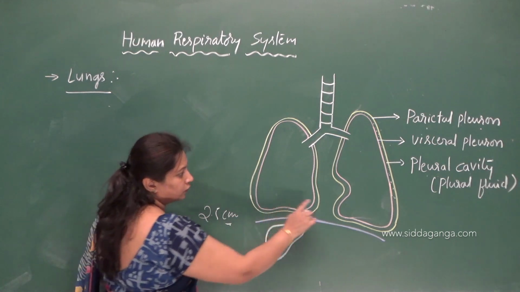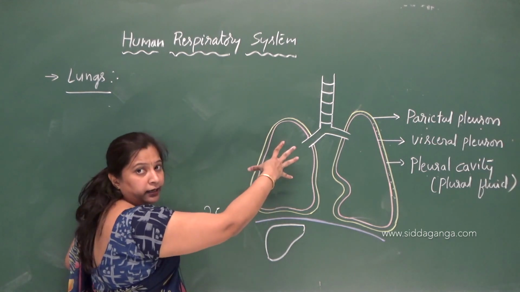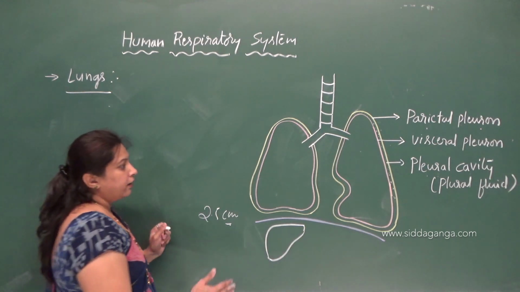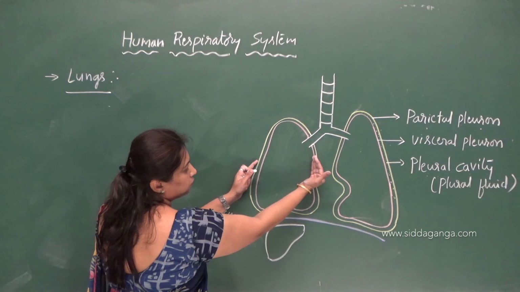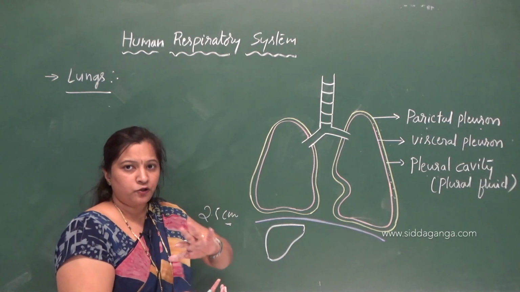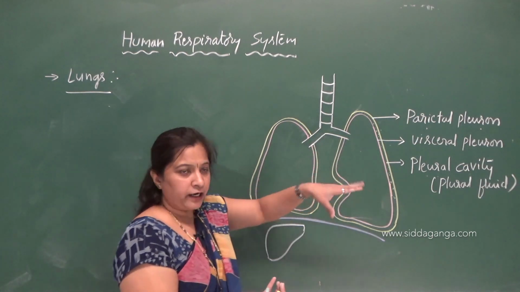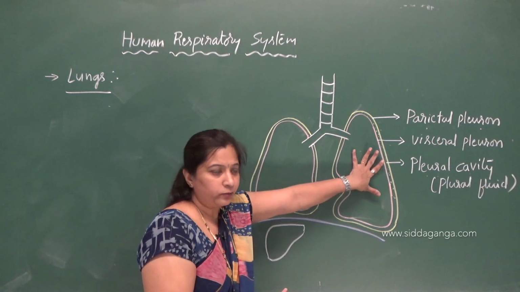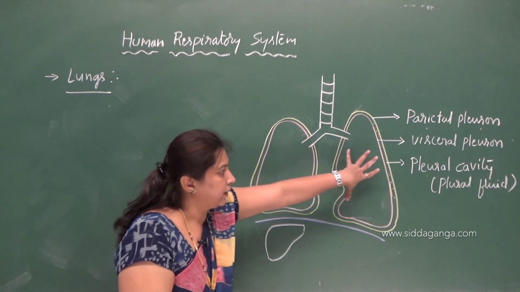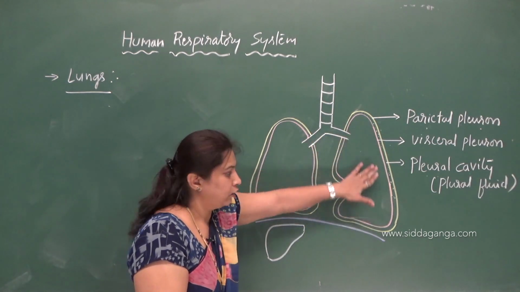So it is shorter than the left lung, whereas the left lung is narrow. The right lung is bigger, whereas the left lung is smaller. The right lung is wider, but the left lung is narrow. Can you tell me the difference between the two lungs? The right lung is bigger with respect to weight also. The right lung is wider but short, whereas the left lung is narrower and long.